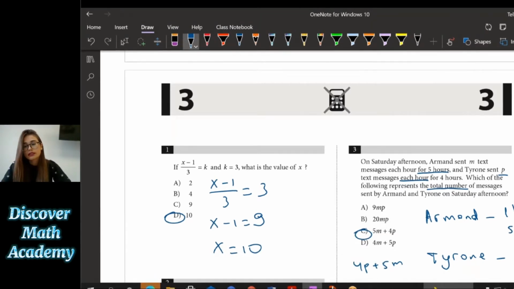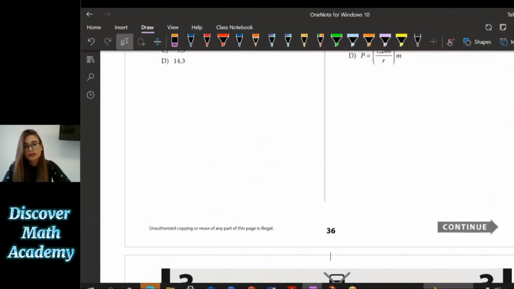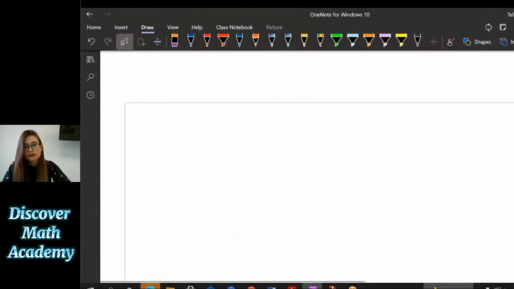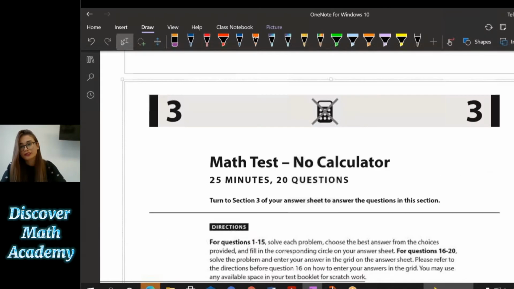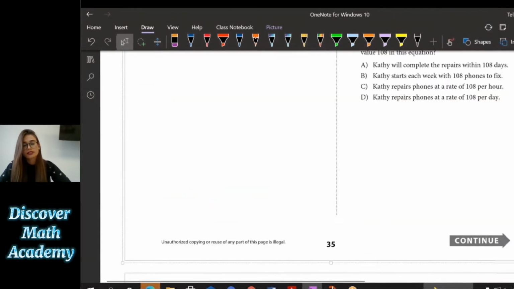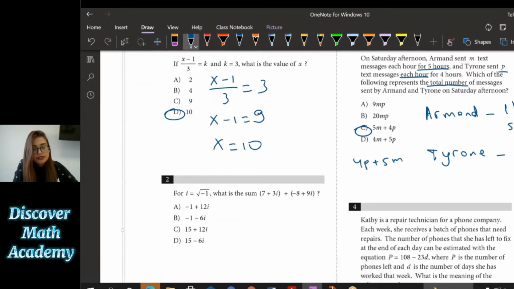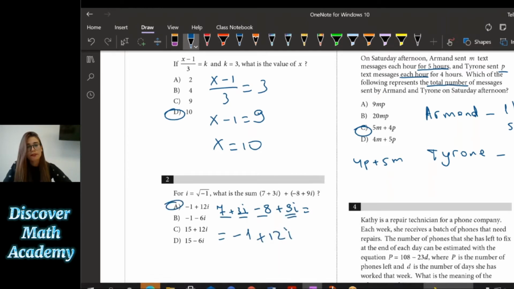So the next one, oh my God, sorry. Can't arrange it. Yes, question 2. I is the square root of negative 1. What is the sum of 7 plus 3I and negative 8 plus 9I? Okay, let's open the bracket. 7 minus 8 is going to be negative 1, 3I plus 9I is going to be plus 12I. And 8.